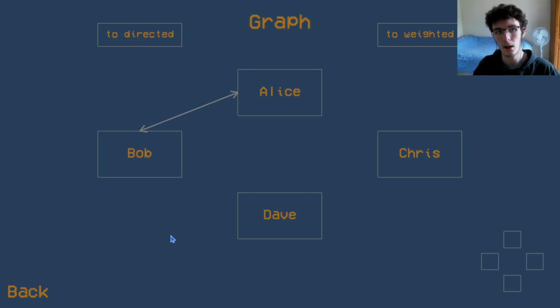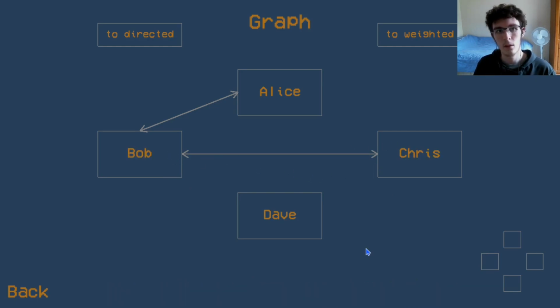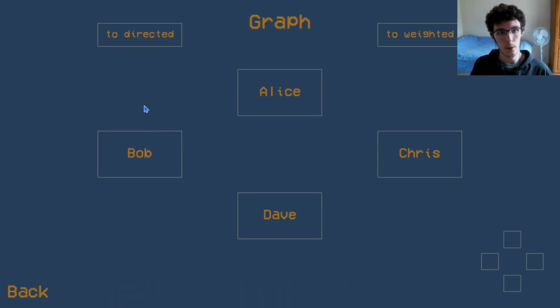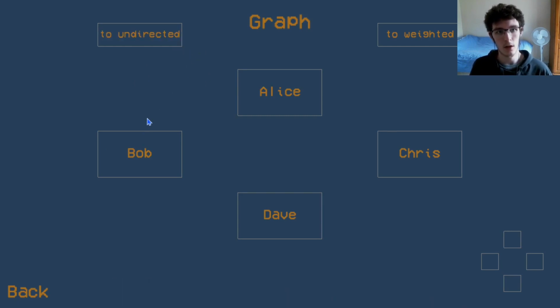Friends in social media are a 2-way connection. If Bob and Chris are friends, then Chris and Bob are also friends. But what if we want to represent followers instead, where the connections are one way? Let's first remove these connections, and we can change a setting for the graph, which is whether it is directed or not. Now, a directed graph means that the direction of any connection, any arc or edge, is important.